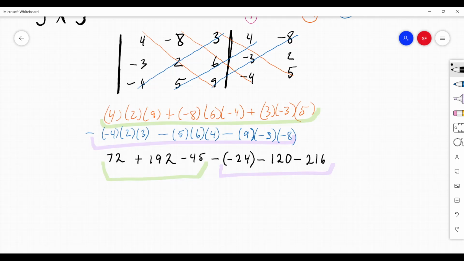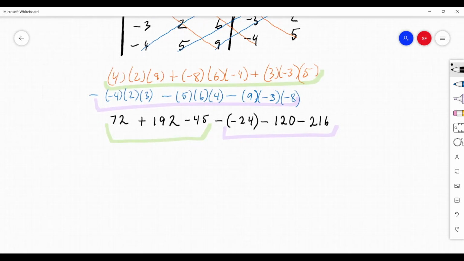So 72 plus 192 would be 264. We can ka-chink right here. Negative 45 plus 24 would be what? Negative 21. Yep, that's what I figured. You can do it however you want. You can punch it all in the calculator at once, but if you make a tiny mistake, you broke everything.